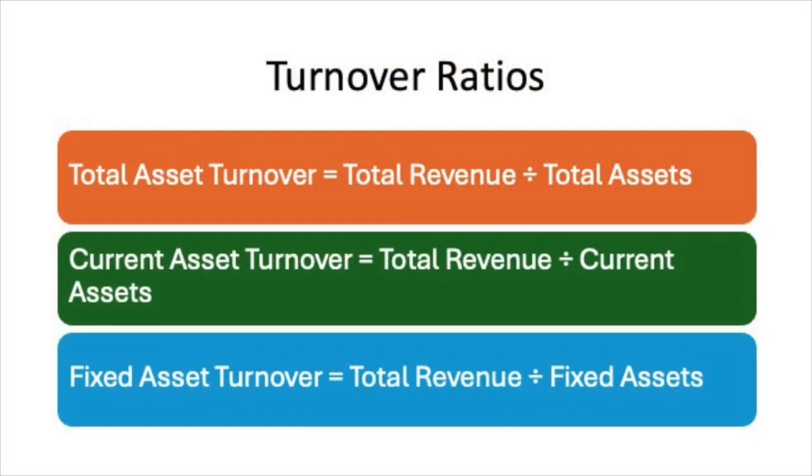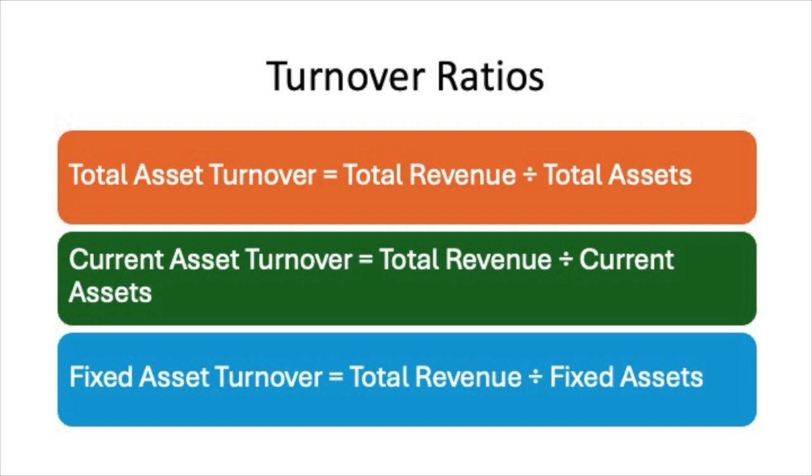Moving on to turnover ratios. These ratios measure how efficiently your organization uses its assets to generate revenue. There are three main turnover ratios: total asset turnover, current asset turnover, and fixed asset turnover. Total asset turnover measures the amount of revenue generated per dollar of total assets. The formula is total revenue divided by total assets.